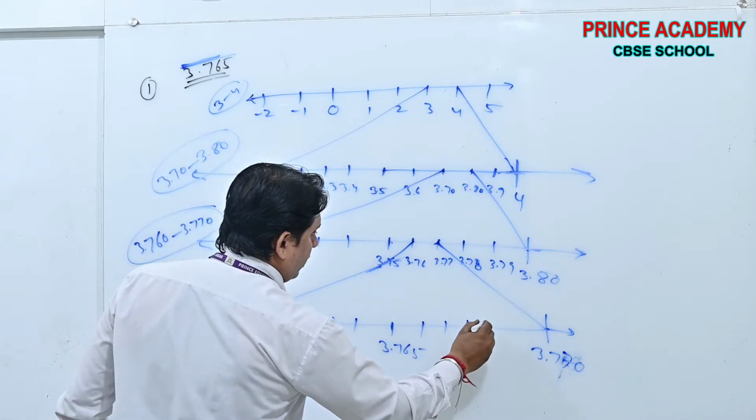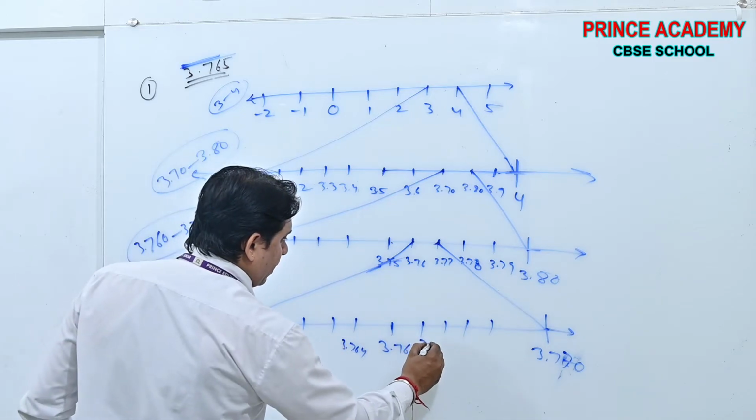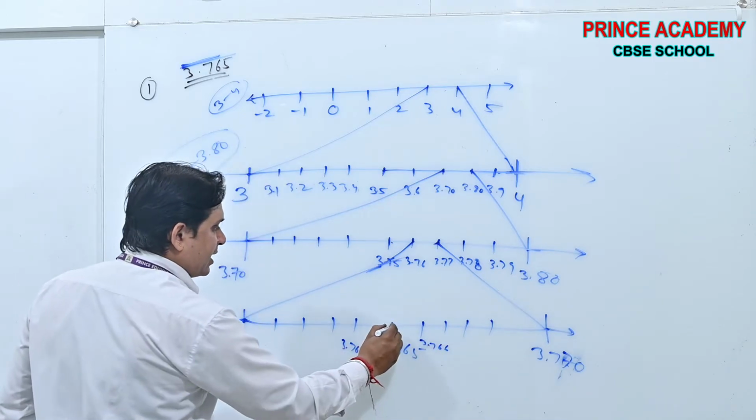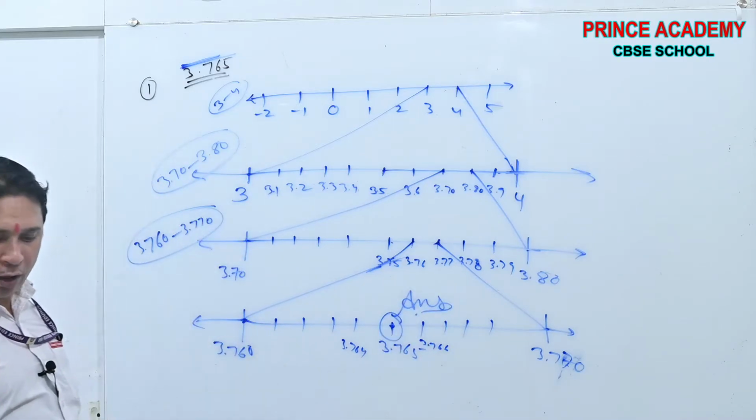1, 2, 3, 4, 5. It will be 3.764. It will be 3.766. And this is the answer. This is the answer. Okay, beta.